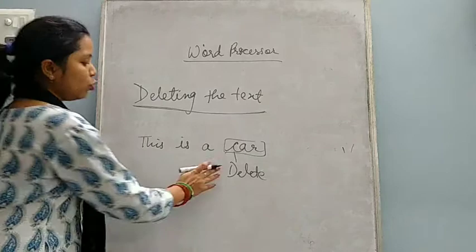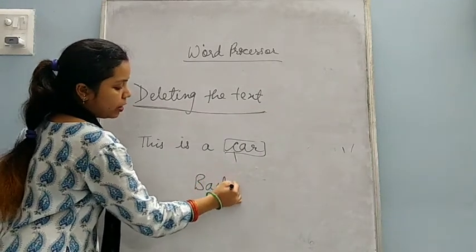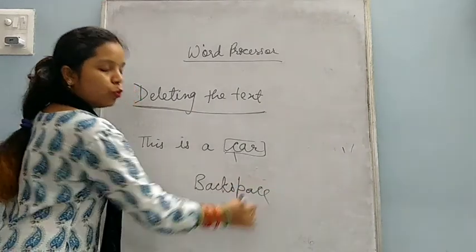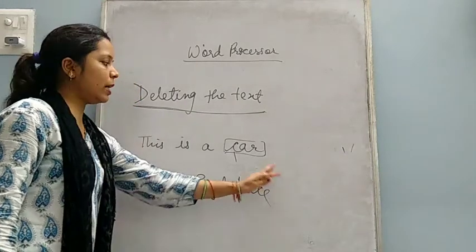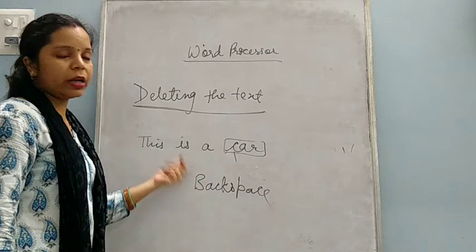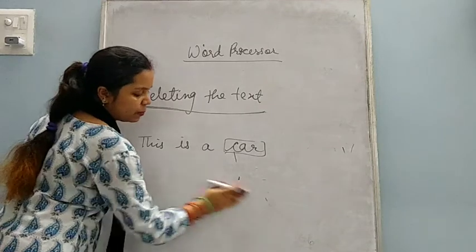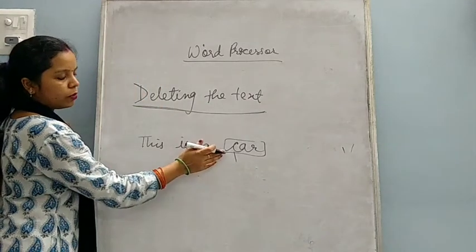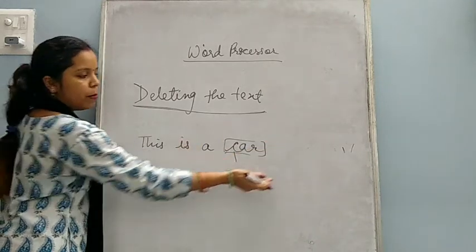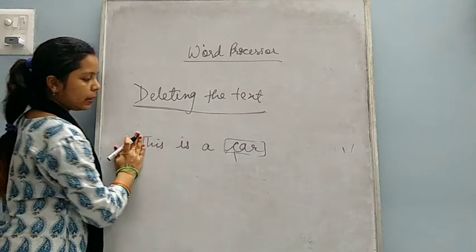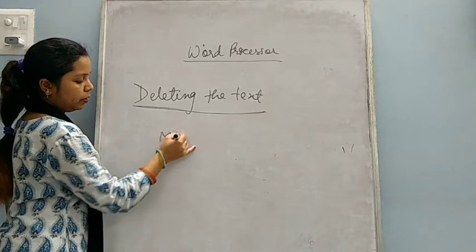Or you can use the backspace key also. The backspace key is there on the computer, and that also works like an eraser. By clicking on the backspace key, you can delete any word you want to delete. Only one difference is there between backspace and delete. Delete deletes from the front and backspace deletes from the back. Suppose I am writing one word here, like I am writing this word.